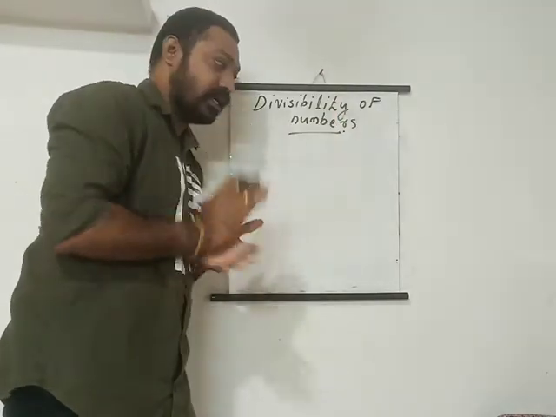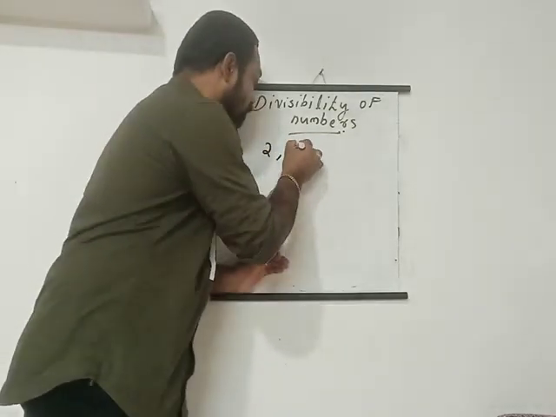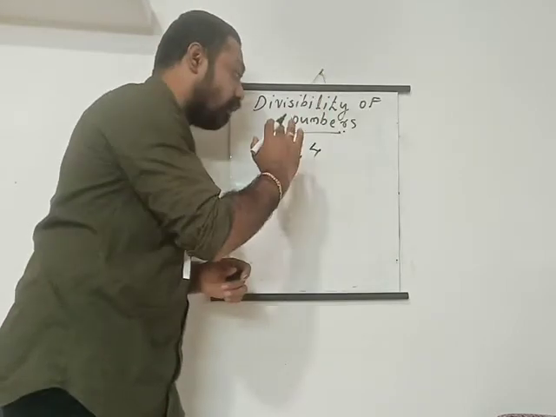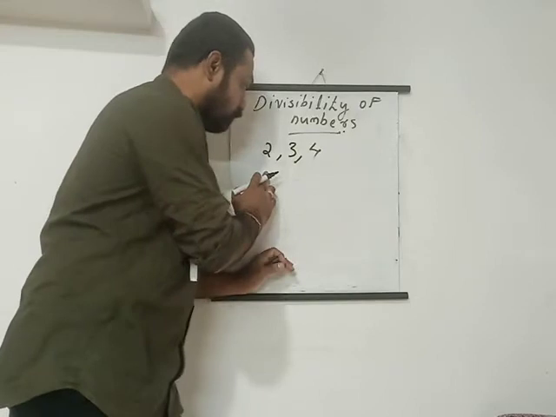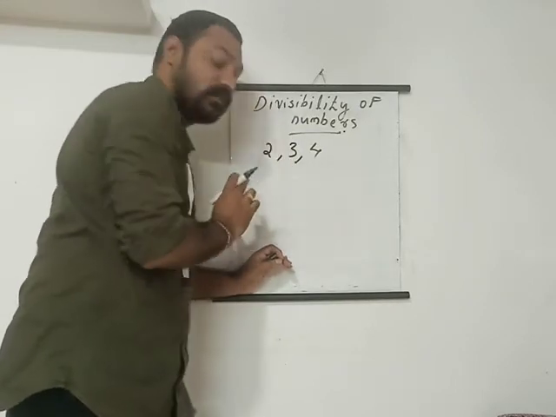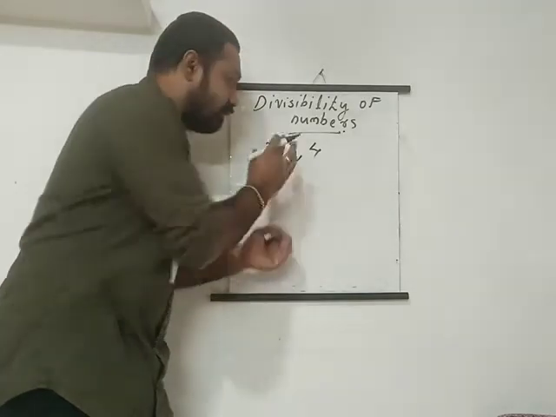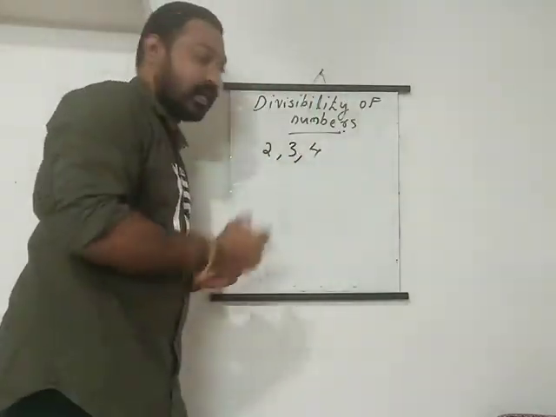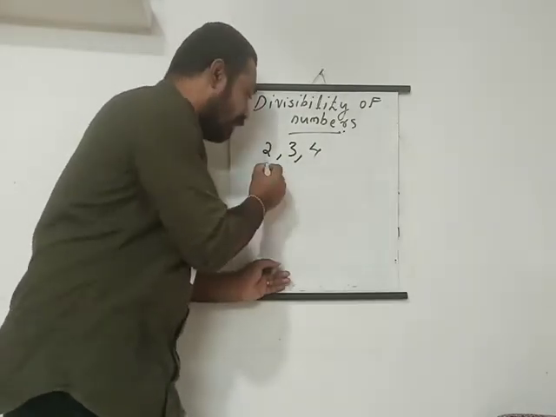We studied the divisibility of numbers 2, 3, 4, etc. So how can we check the divisibility of these numbers? What is divisibility? Divisibility means when we divide a number by these numbers, we get remainder 0. That is called divisible. That number is divisible by this number.